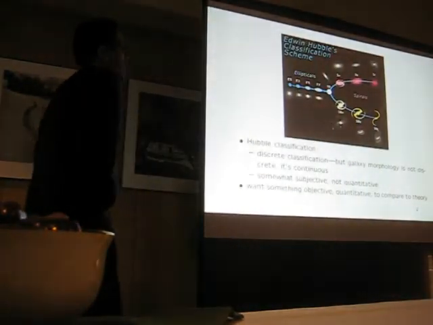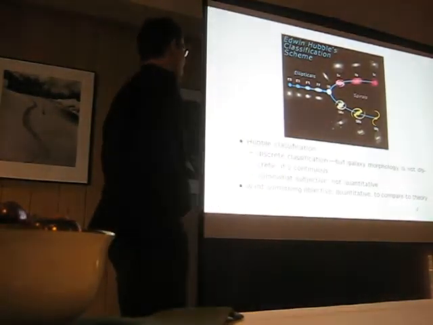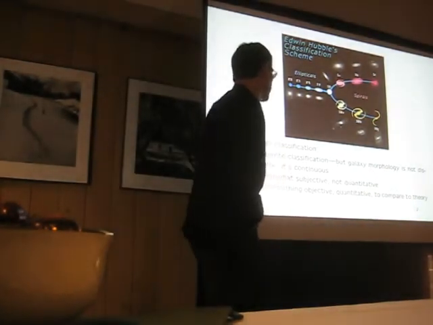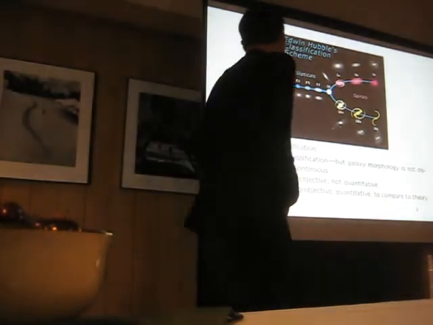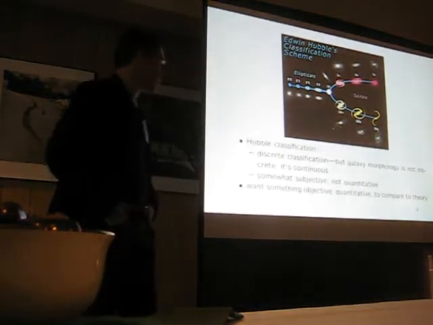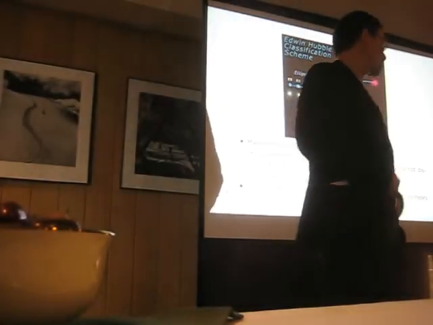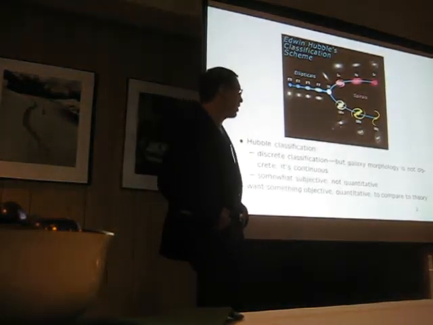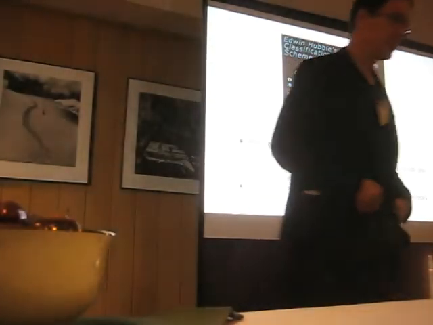First of all, the Hubble classification scheme is pervasive, and everyone uses it, and it's been around for almost a century now. But I think it has a few disadvantages. For one thing, it's a discrete classification, and galaxy morphology is not discrete, it's continuous. It's also obviously somewhat subjective, and I think the previous talk pointed out very beautifully how we need something that's objective and quantitative in order to make detailed comparisons with theory.